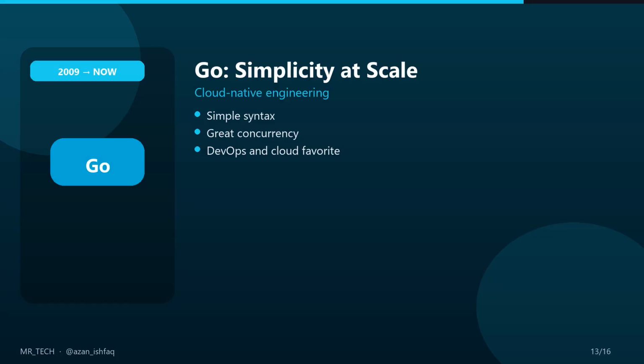Go, often called Golang, was designed at Google for large engineering organizations that needed clarity and speed of delivery. It favors simple syntax, fast compilation, and built-in concurrency with goroutines. In the cloud-native world, containers, microservices, APIs, and developer tooling, Go became a favorite. Projects like Docker and Kubernetes helped carry its influence across the industry.